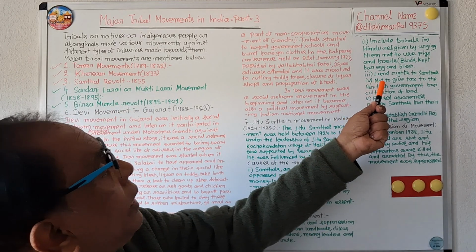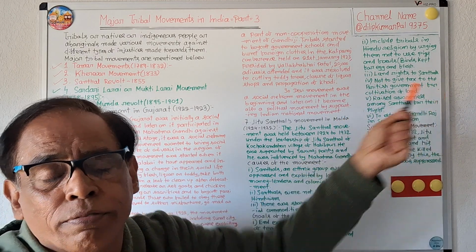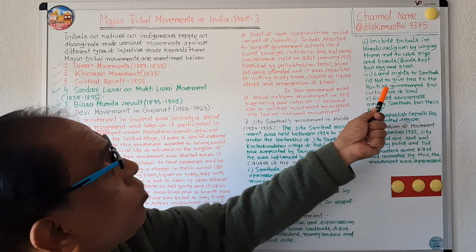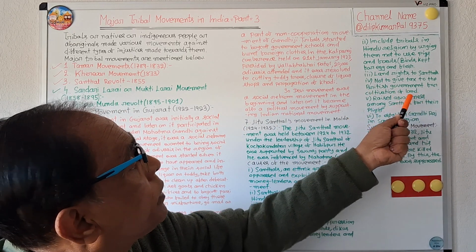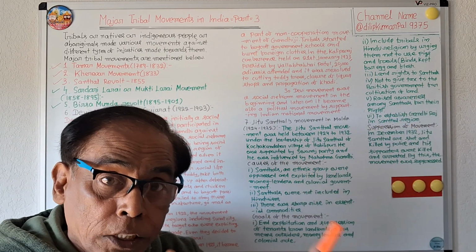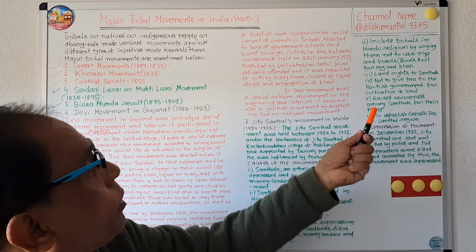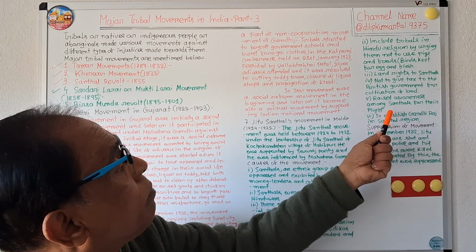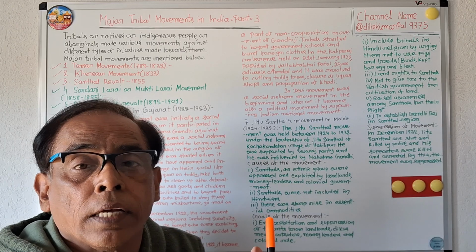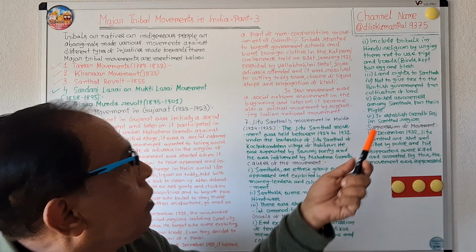Number three, land rights to Santals. Another goal of this movement was to give land rights to Santals. Number four, not to give tax to the British government for cultivation of land. Fifth, raise awareness among the Santals about their problems.